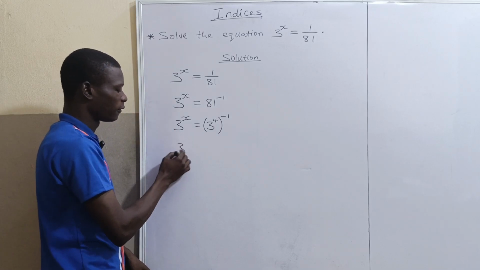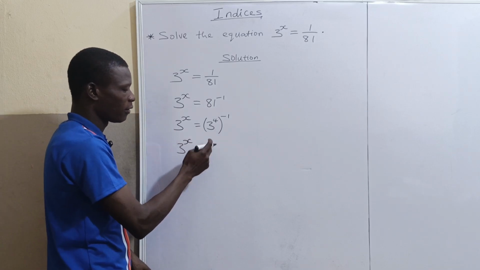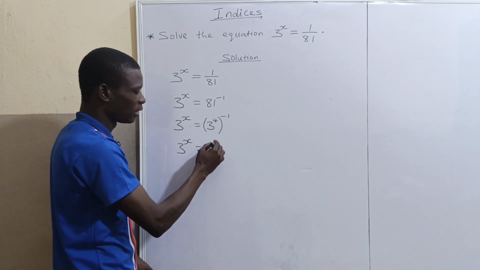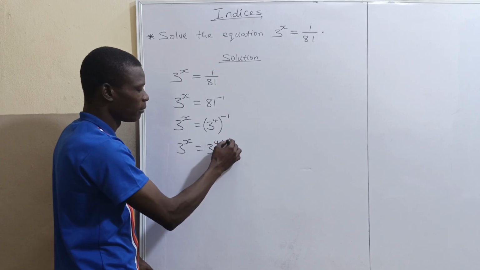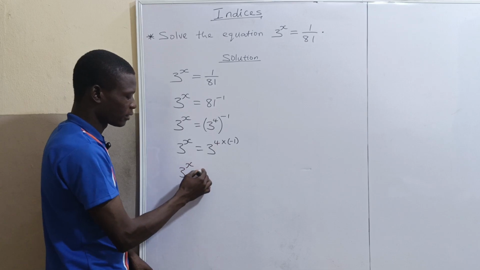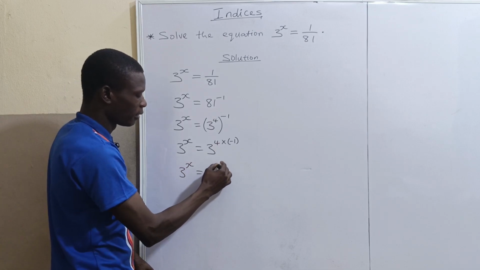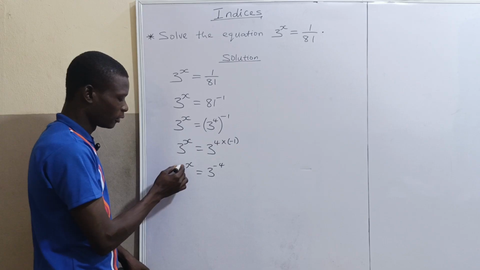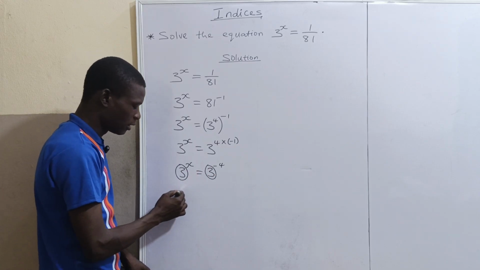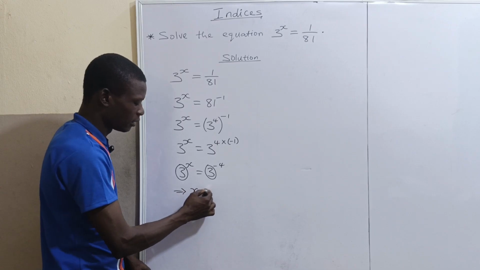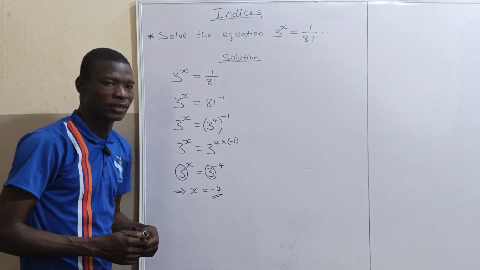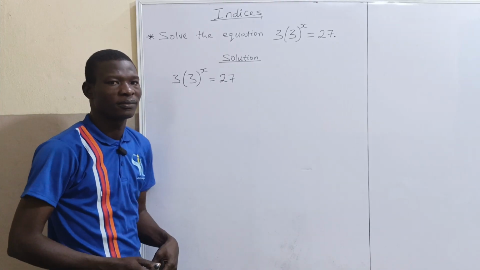Now, according to another law of indices, when you have 3 raised to power 4 and then raised to power negative 1, it is the same as 3 raised to power 4 multiplied by negative 1. So this becomes 3 raised to power x equals 3 raised to power negative 4. And of course, these two bases are one and same, so they can cancel out. That implies that our x equals negative 4. Very simple and straightforward. Next question.